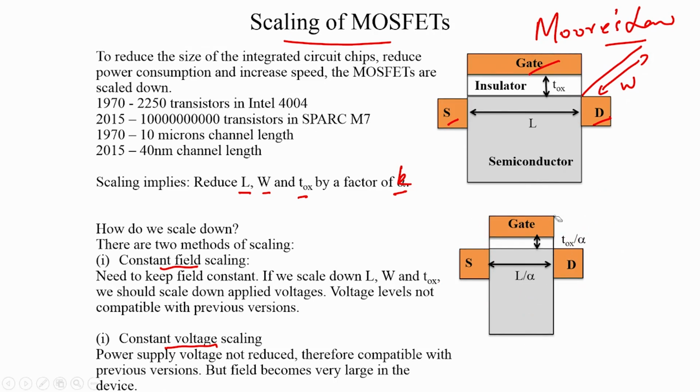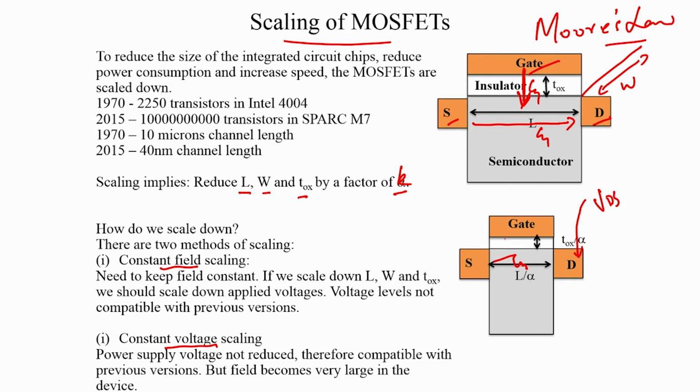So, let us say we have scaled down the MOSFET from L to L by alpha. There was a certain electric field in this MOSFET, a gate field, a source to drain field, etc. And we want to keep the magnitude of these field strengths the same, even though the transistors have been made smaller. And how do we achieve that? We achieve that by simultaneously scaling down the voltages.